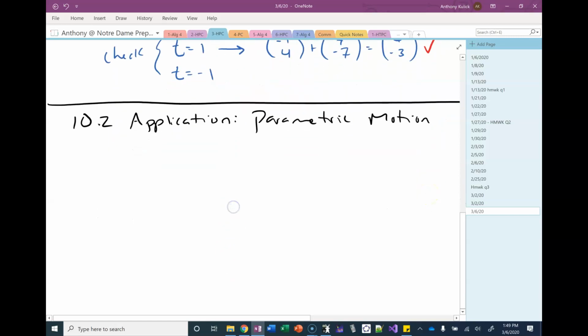All right. On to our next topic. So in the next section, we're going to look at some applications of parametric functions. Specifically, one of those is going to be projectile motion.